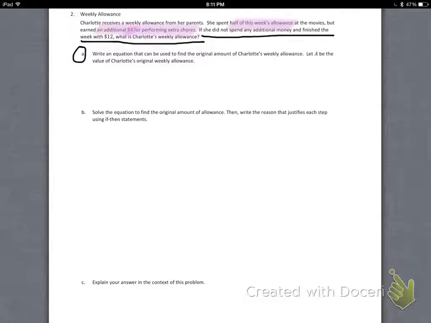Write an equation that can be used to find the original amount of Charlotte's weekly allowance. So keeping in mind all of these elements here. She spent half of the allowance. She got an additional 4. And she ended with 12. Now one thing, if you notice right away, you don't know what her allowance is. So that is what we're trying to find out. So give it a whirl and come on back.